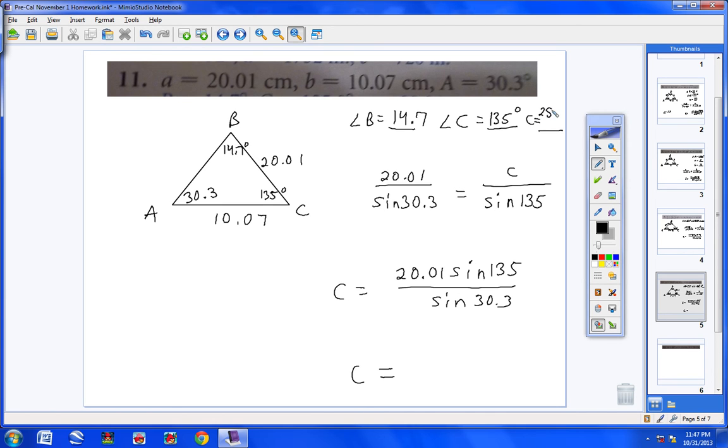So 28.04. Okay? So there we go. If you type this in right here, you will get 28.04. All right? Two more problems to go, and we are finished.